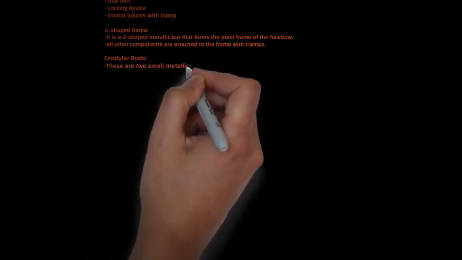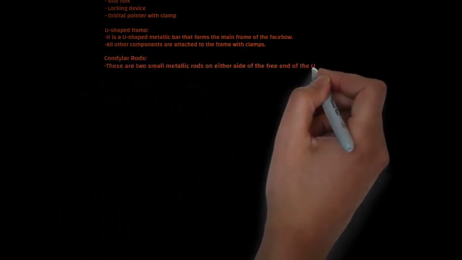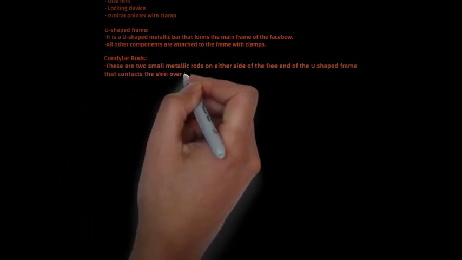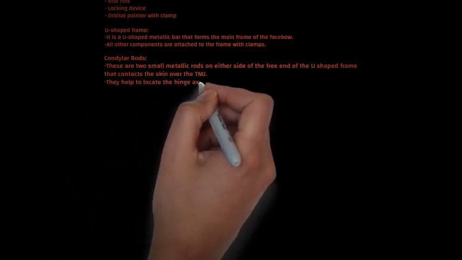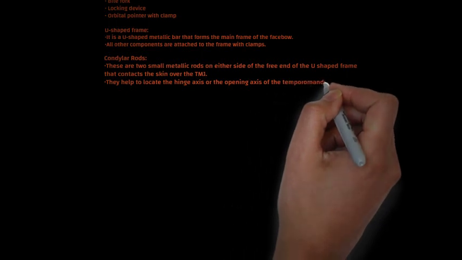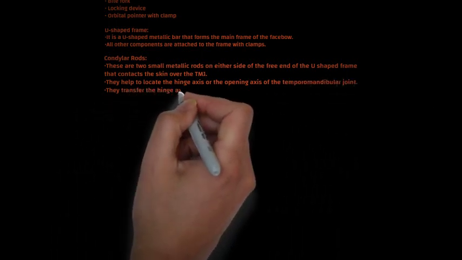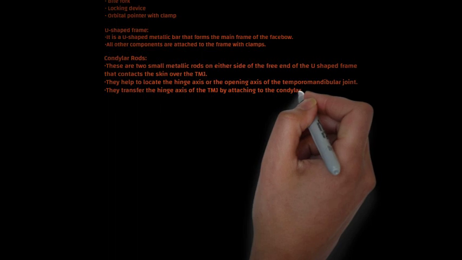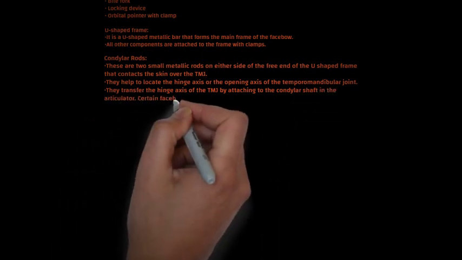Condylar rods. These are two small metallic rods on either side of the free end of the U-shaped frame that contact the skin over the TMJ. They help to locate the hinge axis or the opening axis of the temporomandibular joint. They transfer the hinge axis of the TMJ by attaching to the condylar shaft in the articulator.